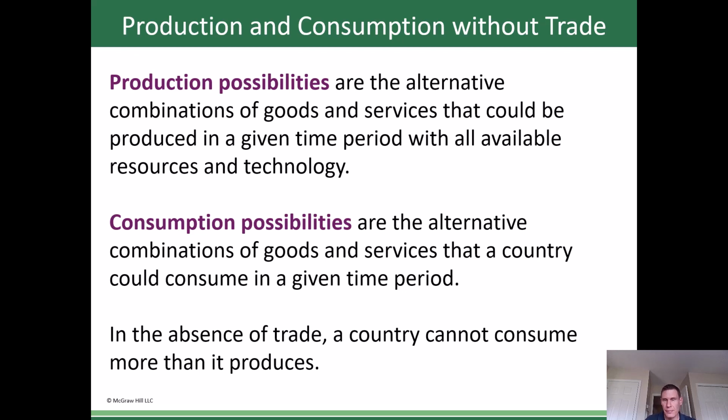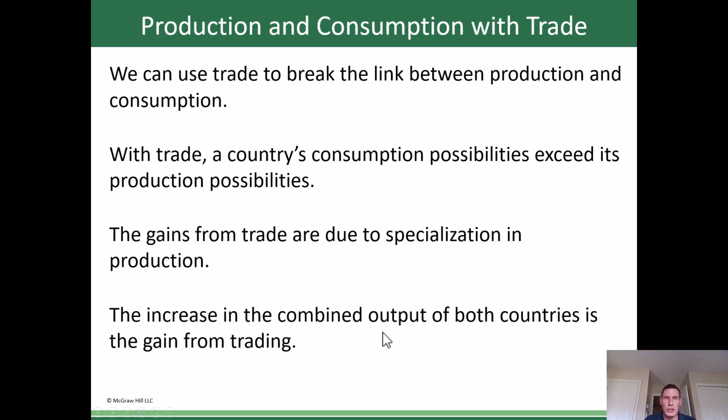Now, in the absence of trade, a country cannot consume more than it produces, obviously, because it can't get it. If it's not coming in from anywhere else, then the maximum it can consume is, of course, what it produces. We can use trade to break the link between production and consumption. So with trade, a country's consumption possibilities can exceed its production possibilities because we can make that up by bringing stuff in from other countries. The gains from trade are due to specialization in production, and the increase in the combined output of both countries is, of course, the gain from trading.